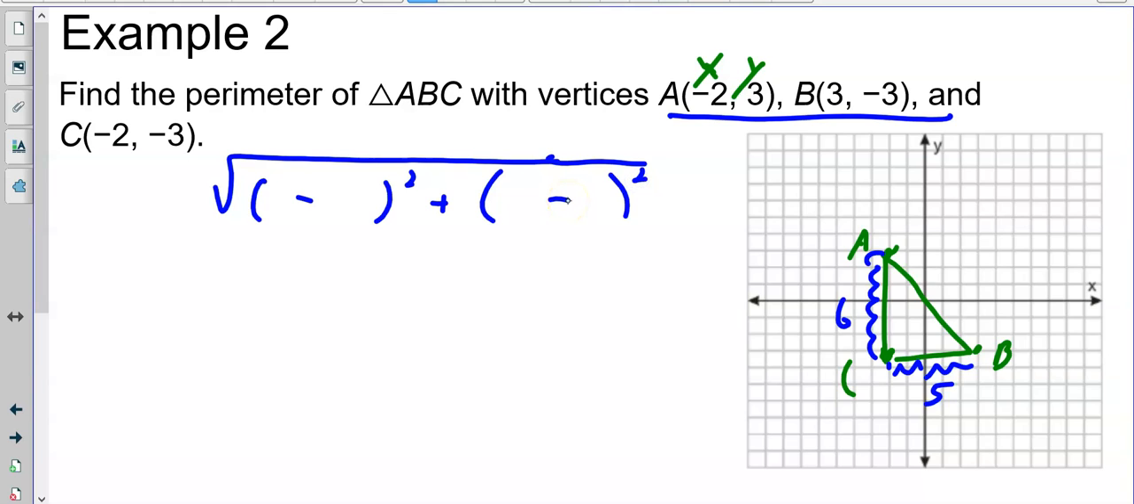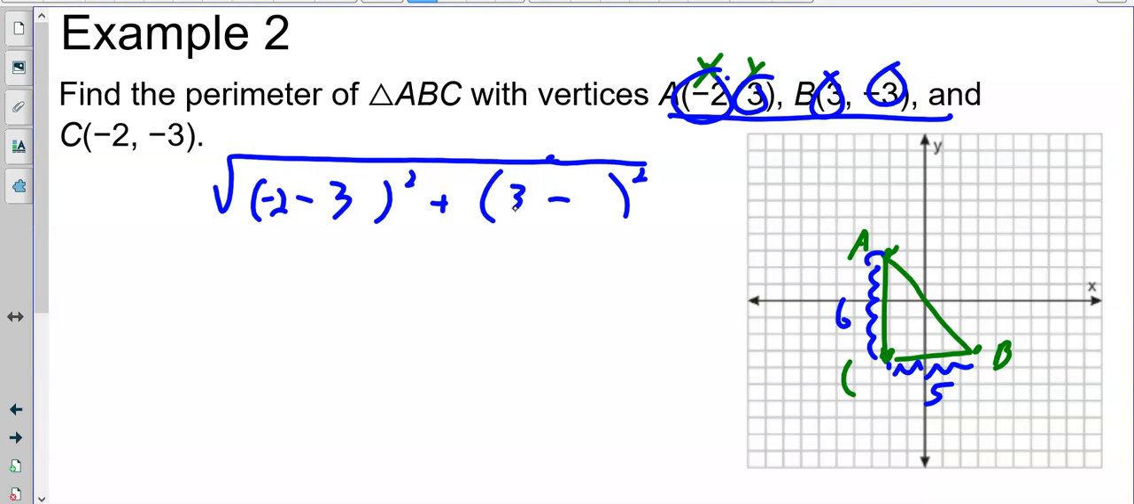All right? So just pick which one you want to start with. So I'm going to start with A. So x and x. I'm going to use -2 and 3. So -2 minus 3. And then for my y's, I'm going to use 3 and -3. And here's where this comes in handy.